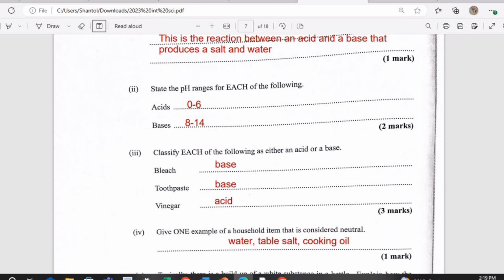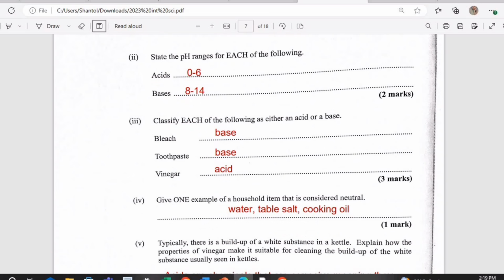Now if you put water, you would have gotten your 1 mark. It's the most common neutral substance, which has a pH of 7, and table salt could also be used, or even cooking oil. So any one of those you would have gotten 1 mark. If you have any other that you can find on Google that would have a neutral pH, and you put that as your answer, then that could have given you your 1 mark.